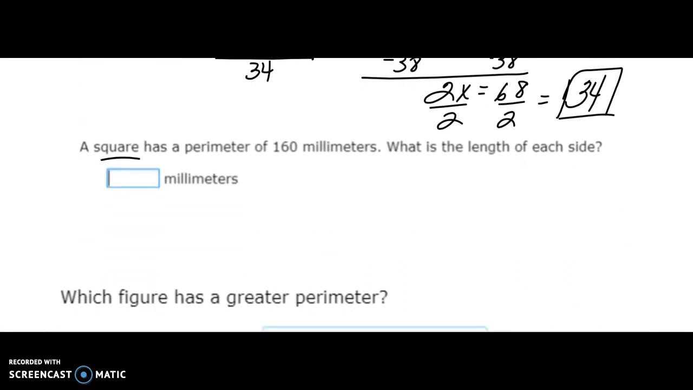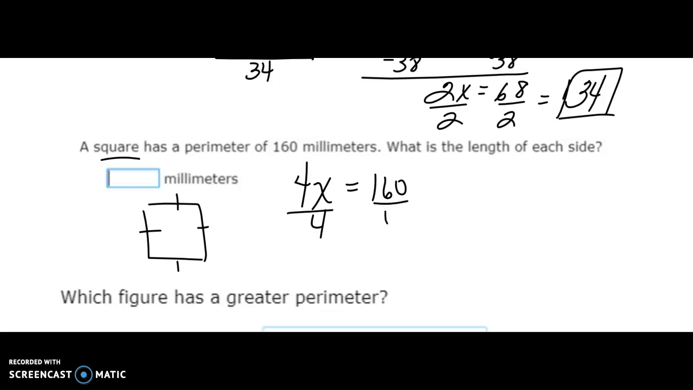A square has a perimeter of 160 millimeters. What is the length of each side? Well, if you know that you have a square, you know all 4 sides are the same length. So we do 4 times whatever the side is to get 160. So if we divide by 4, we get 40. Each side is 40 millimeters.